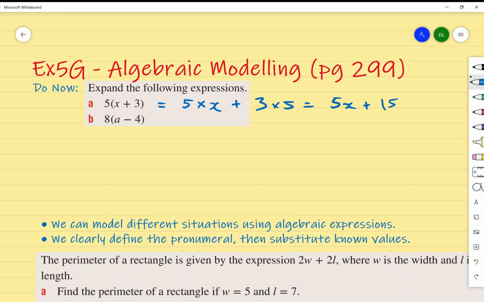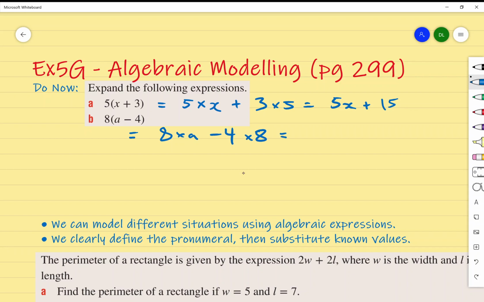One more example, same thing but with a negative in the middle. We're going to be saying, okay, well it's 8 bracket a minus 4. So if I do that, I know that I need to multiply 8 times a. So I'm going to write 8 times a. But of course, I can't just write 8 times a and then minus 4, can I? Because I need to use the distributive law, which means I multiply whatever's in the front of the bracket by everything inside the bracket. So we multiply by 8 here as well.